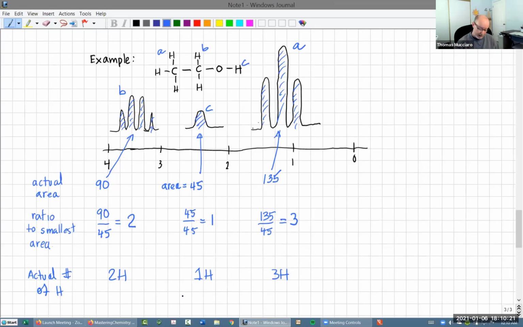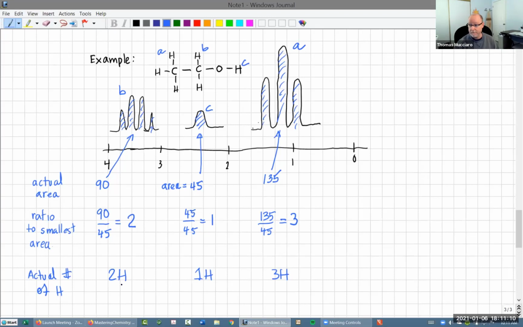And usually in the NMR, if we're indicating not the ratio, but the actual number of hydrogens, we put the letter H after it. So if you're just given like 2, 3, and 1, you're not guaranteed that there are exactly 2, 3, and 1 hydrogens. You have to look at other information. But if you're given 2H, 1H, 3H, you're guaranteed that that's how many hydrogens there are in that set of equivalent hydrogens giving the signal. So that's integration. Any questions about that?